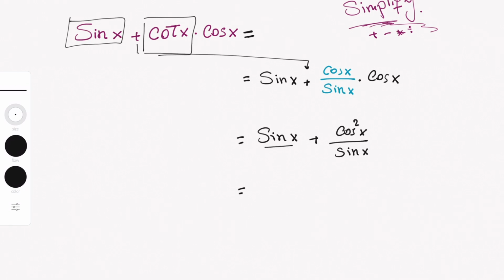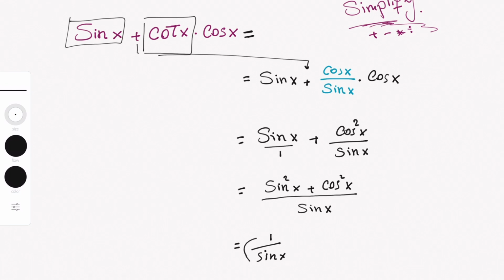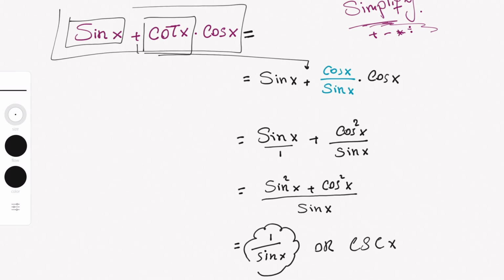By finding a common denominator, we're going to get sine square of x plus cosine square of x divided by sine of x. This is equal to 1 over sine of x. You can keep it like this, or you can write cosecant of x. So we simplify this big expression to this one.